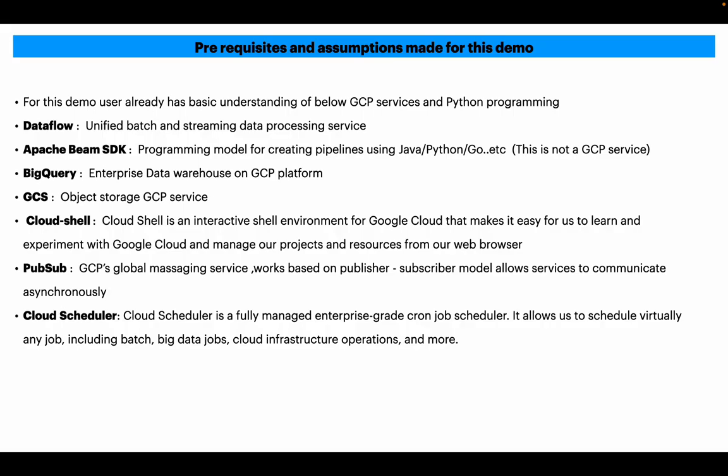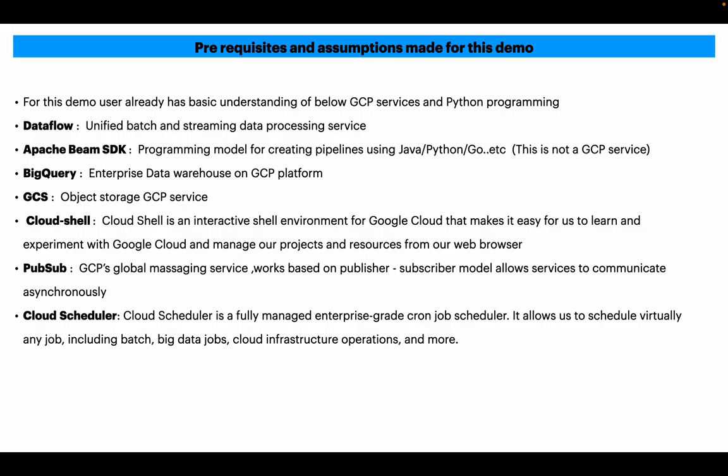The next service is PubSub. PubSub is a global messaging service. It works on the publisher and subscriber model, and also allows services to communicate asynchronously. Then we are going to use Cloud Scheduler. It's a fully managed crontab service, so you can schedule any job using the standard crontab. So these are the different services I'm going to use as part of this demo.